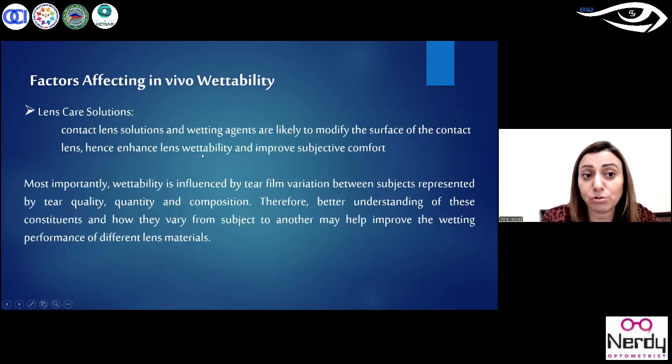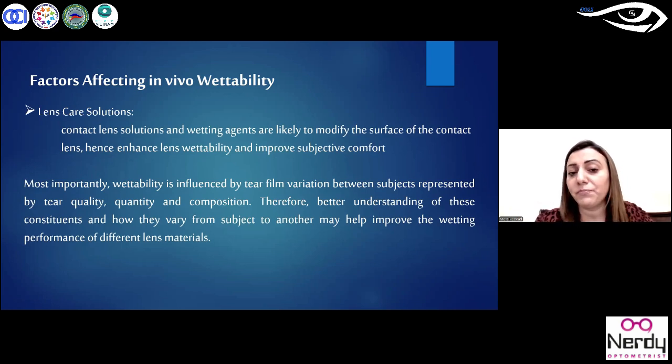Lens care solutions also affect the wettability. We know they have preservatives. We know they have many components that may deposit on the lens and affect subjective comfort. And most importantly, the thing that affects wettability the most is the variation in tear film between individuals. So my tear film is different than yours, than yours, than yours. Even in one protein I am different than your tear film, so you will react to contact lens wear differently than my reaction.